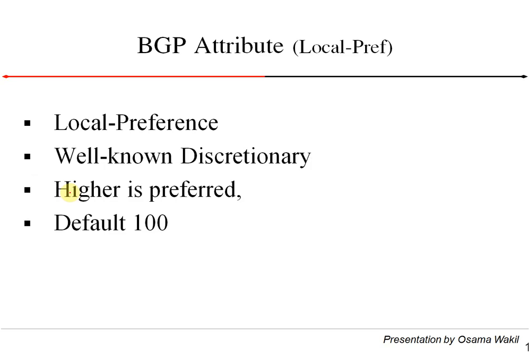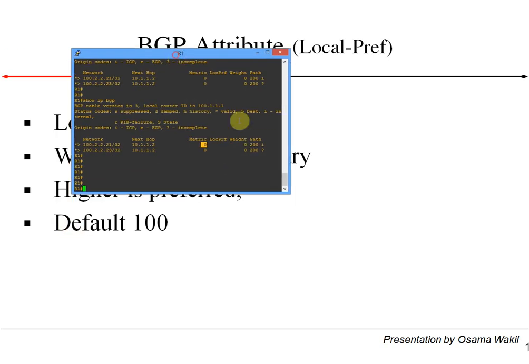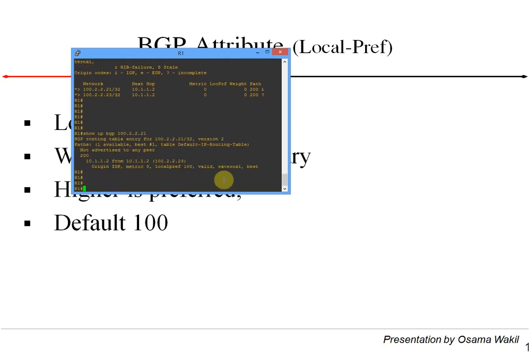Local preference is also a well-known attribute, and the higher value is preferred. The default value is 100. In my lab I haven't changed the local preference, so it should be 100. It's not showing here, but there is another way of checking it. Let's do 100.2.2.2/1 and look into it. It tells us here that local preference is 100, and that's the default value.